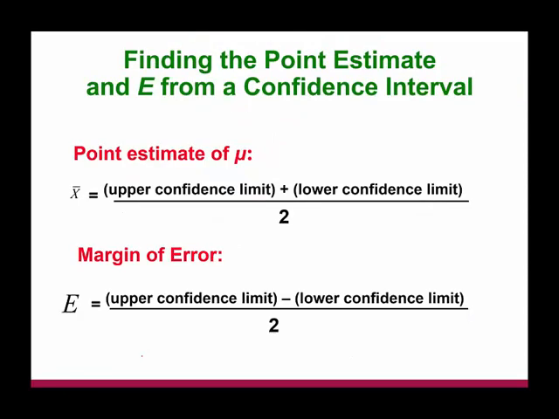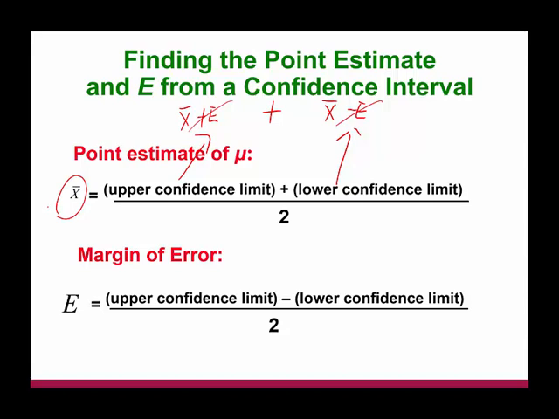All right. And then similarly, the upper limit is the sample mean plus margin error, and the lower limit is the sample mean minus margin error. Now again, we cancel the margin error. We get twice the sample mean. Divide by 2, and we get the sample mean.